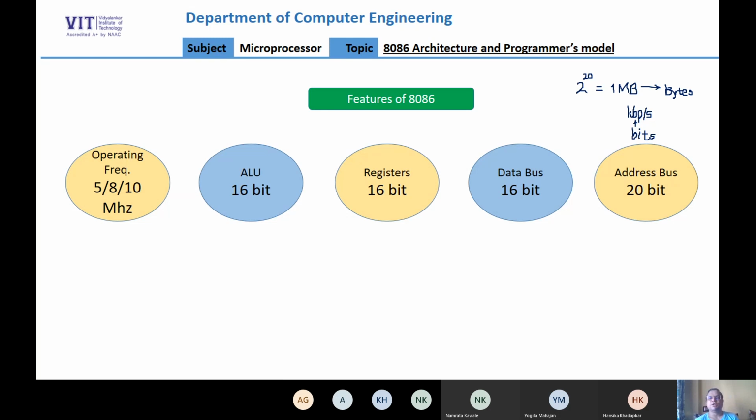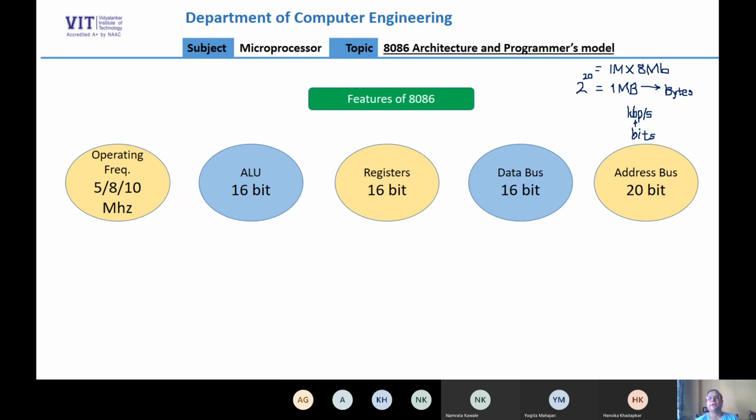And you know the difference between bits and bytes. A group of 8 bits will form a byte. So if I want to write it in the form of bits, then it is 1M into 8 megabits. This time I will write b small. So the amount of memory the processor can address is 1M into 8 megabits.